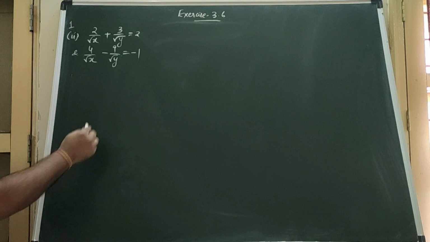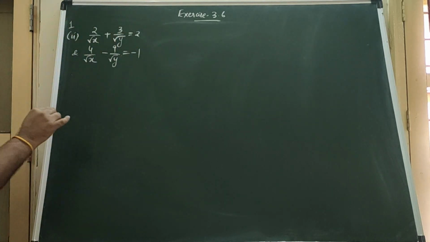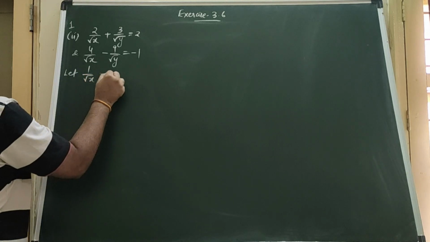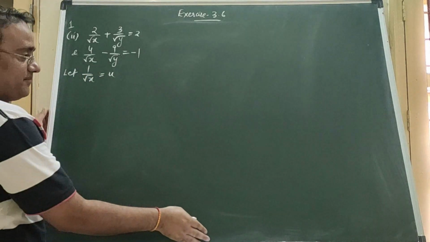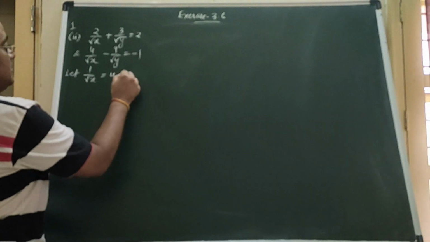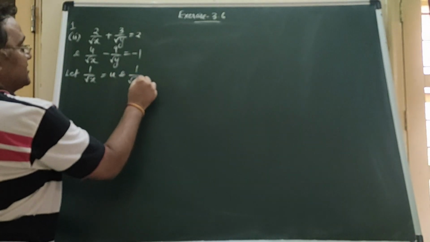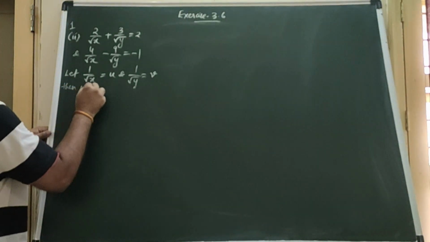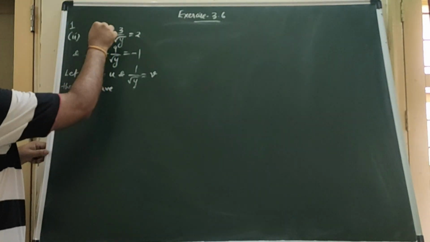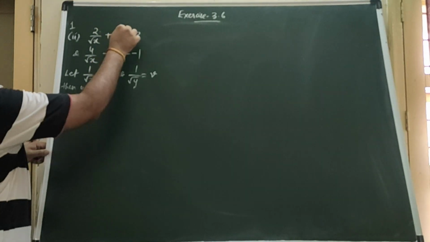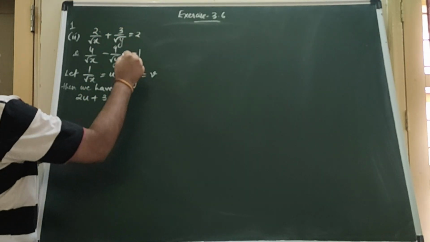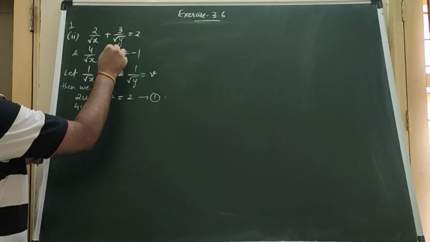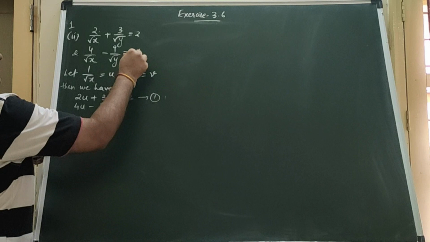Okay. So now this is not in the linear equation form, so we will take 1 by root x equal to u, and 1 by root y equal to v. Then this will become 2u, this will become 3v is equal to 2. This is the first equation, and the second equation is 4u minus 9v is equal to minus 1.